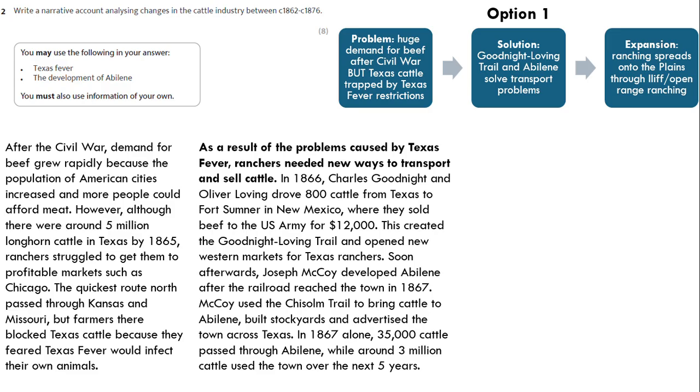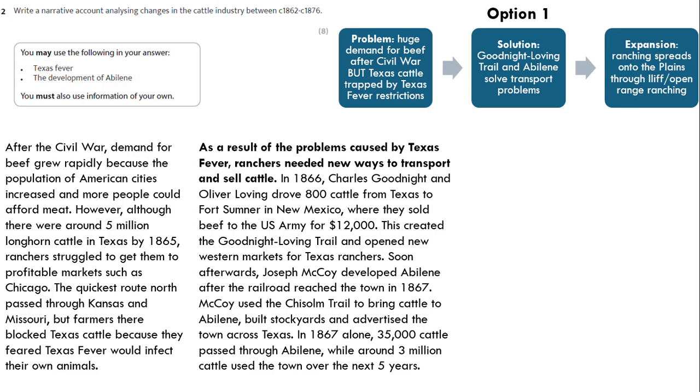As a result of the problems caused by Texas fever, ranchers needed new ways to transport and sell cattle. In 1866, Charles Goodnight and Oliver Loving drove 800 cattle from Texas to Fort Sumner in New Mexico, where they sold beef to the U.S. Army for $12,000. This created the Goodnight-Loving Trail and opened new western markets for Texas ranchers.